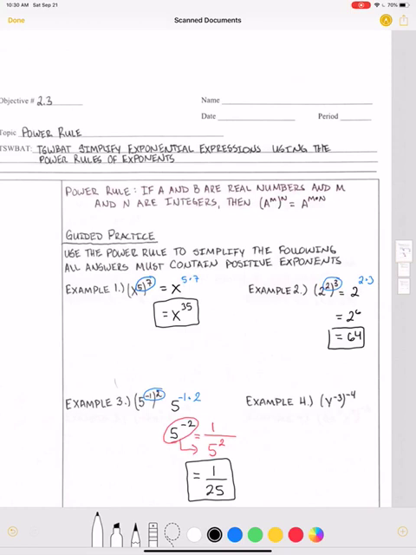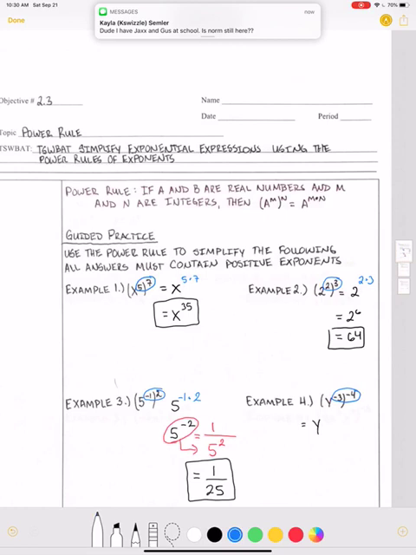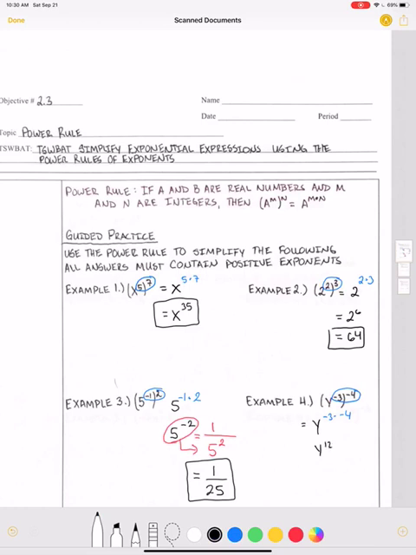In example 4, I have y to the negative 3rd raised to the power of negative 4. So I need to multiply these numbers together. This is going to be y to the negative 3 times negative 4 power. And this is going to become y to the power of 12. And that is the power rule of exponents.